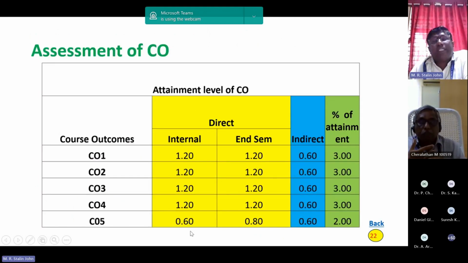So direct assessment, internal, and end semester examination, the university examination. Indirect assessment is the course outcome. So summing these, we are getting the percentage of attainment. So we are getting the final value.